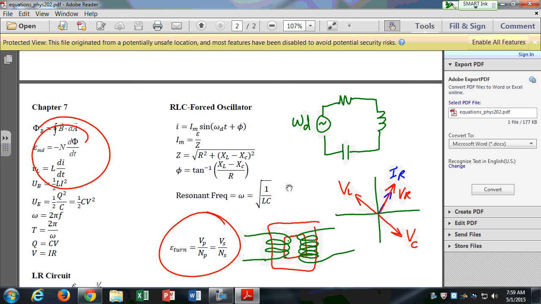Would this be a step up or step down? If this is my input and this is my output, is that a step up or step down transformer? It's a step up, right? Remember, each coil of wire has the same EMF. So if each coil has 2 volts, this would have 6 volts, and this would have 12 volts.